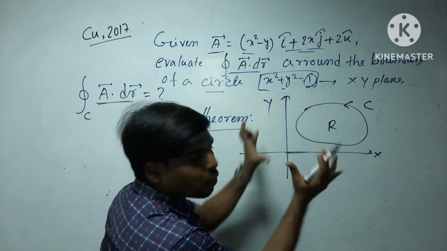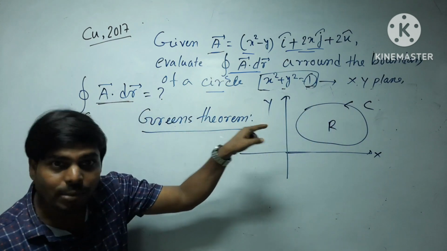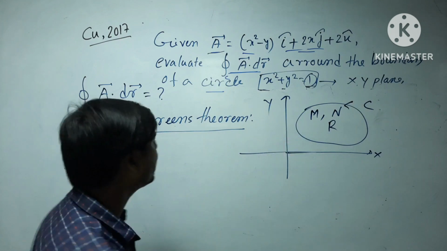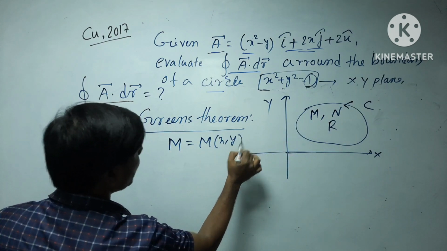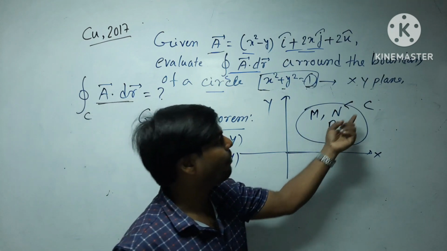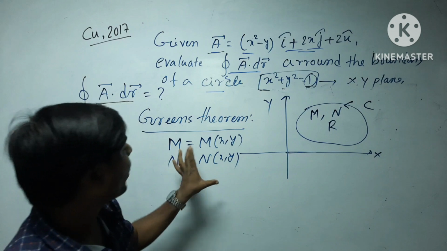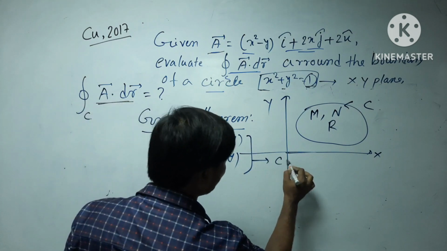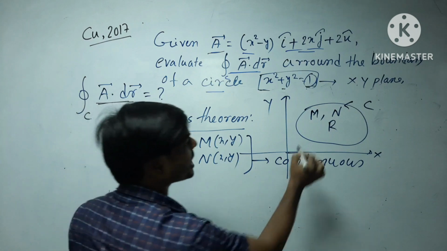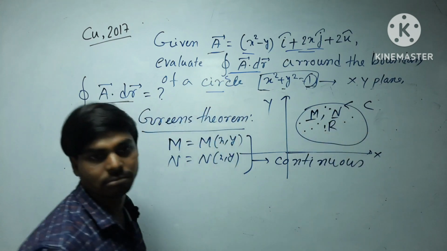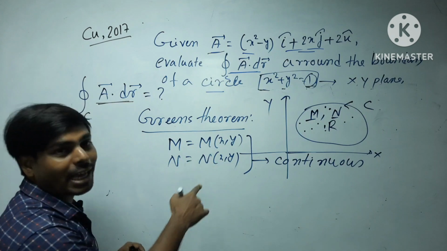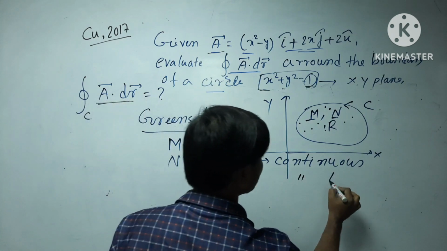and within this region, if there are two functions m and n, functions of what? m is a function of xy and n is also a function of xy. So what did I say? In a region in the xy plane, if a bounded region contains two functions m and n, and both of them are continuous functions. If both functions are continuous, continuous means at each and every point you will find a single value of m and n. What does the second condition say? They must have continuous derivatives also.